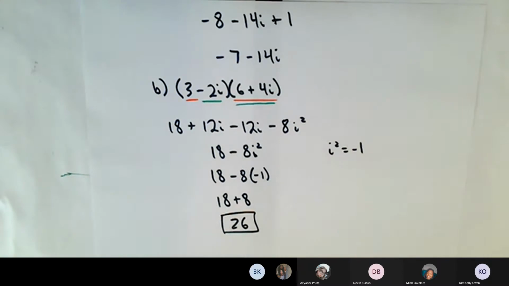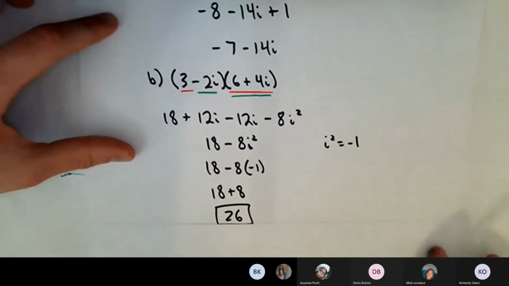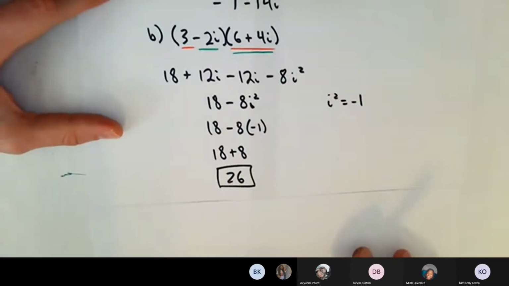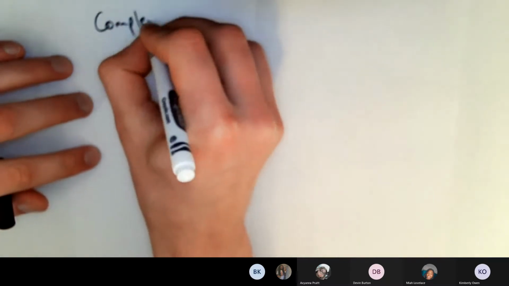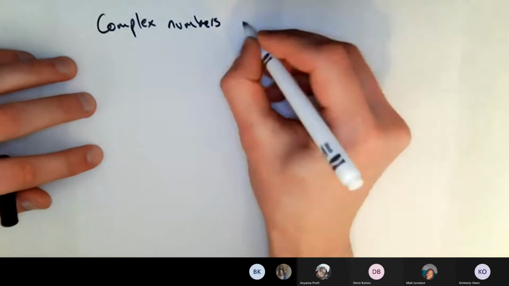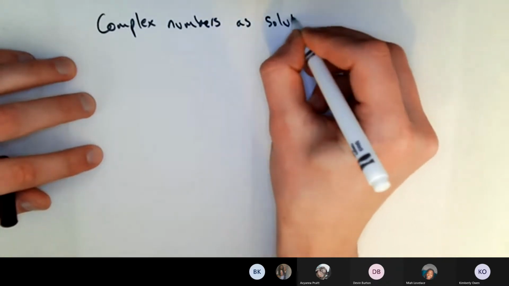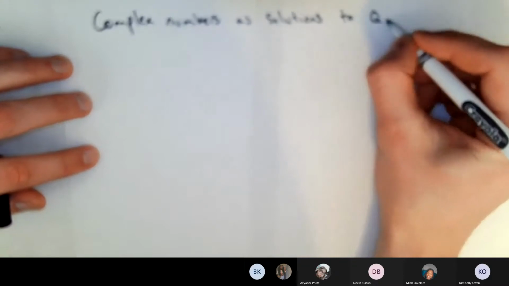Okay, that's arithmetic. I said we would talk about division later, so I'm going to stick to that. Let's put a pin in that. We'll get to it if we get to it. But what we really need to get to today is looking at complex numbers as solutions to quadratic equations.